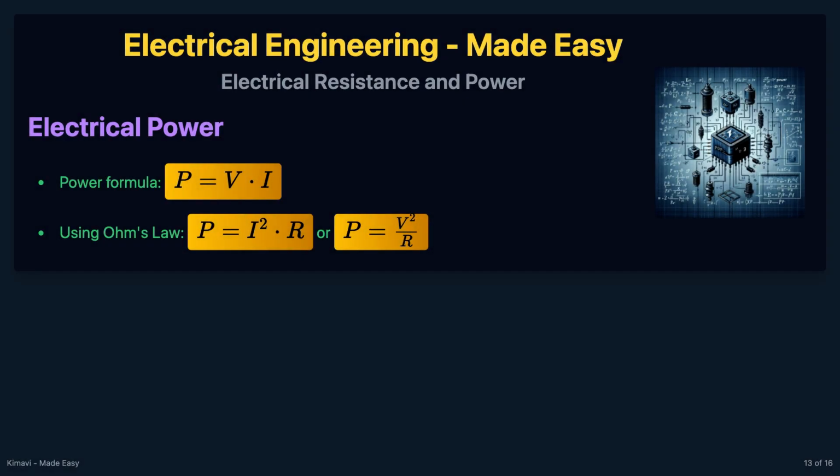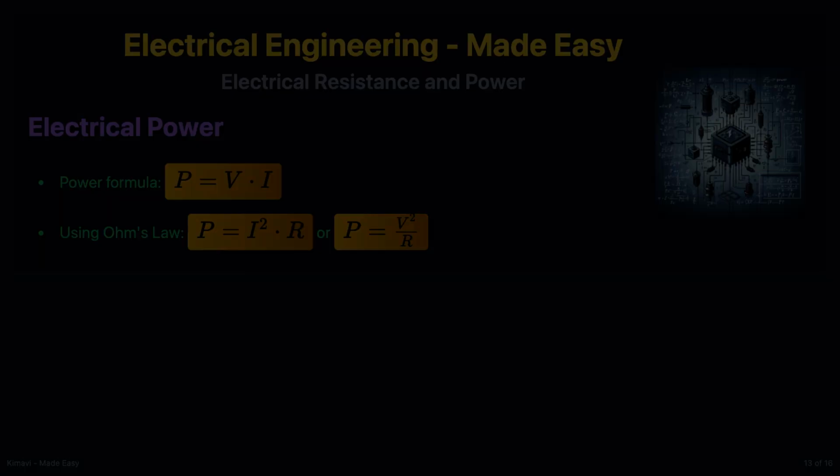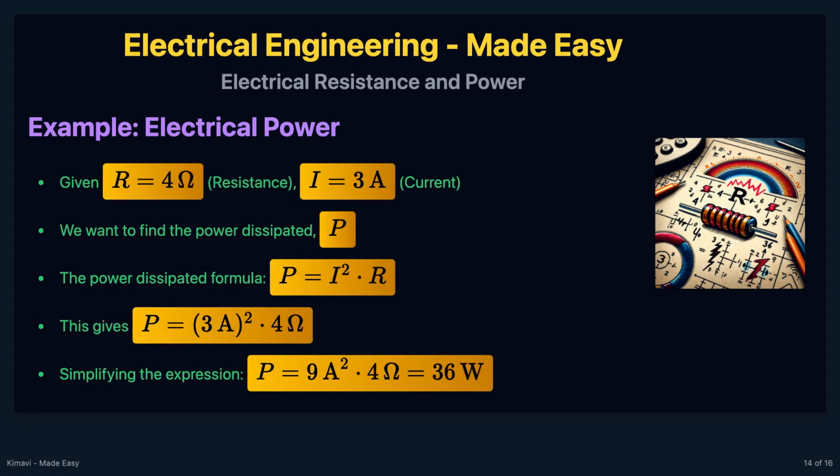Electrical power in a resistor is given by the formula P equals V times I. Using Ohm's law, power can also be expressed as P equals I squared times R, or P equals V squared divided by R. If a resistor with R equals 4 ohms has a current of I equals 3 amperes flowing through it, the power dissipated is calculated as P equals I squared times R, which equals 3 amperes squared times 4 ohms, resulting in 36 watts.